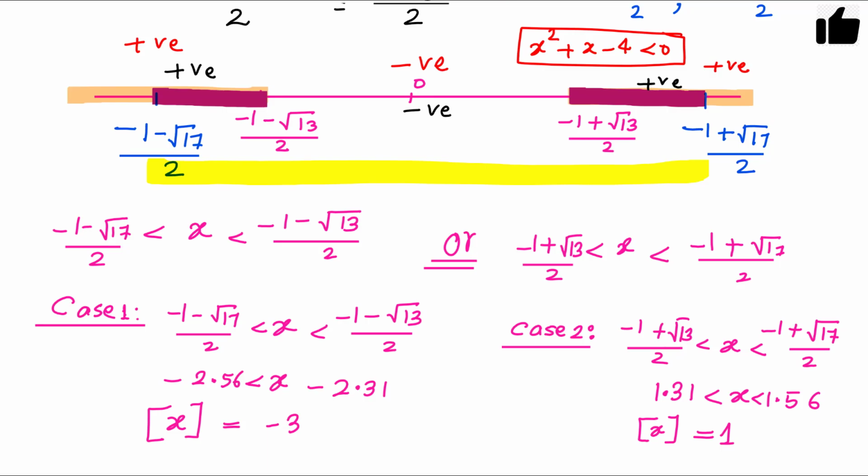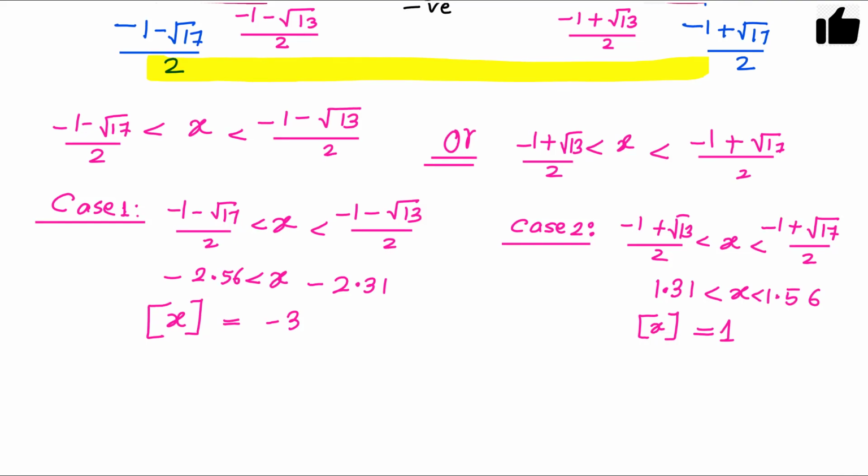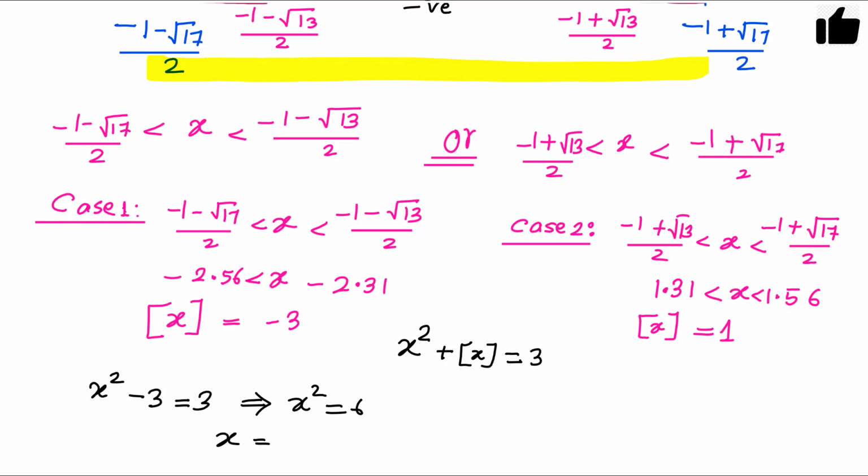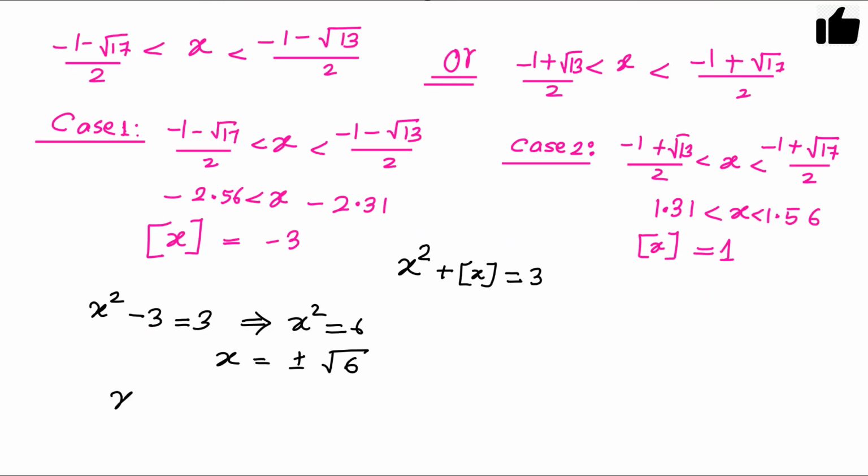Now let us solve the original equation under these two conditions. So what was the original equation? You have the original equation x square plus mod x equals 3. So let us solve for case 1. So this will be x square, and the value of the greatest integer is minus 3, so x square minus 3 is equal to 3. So x square is equal to 6. This means x is equal to plus or minus root 6.